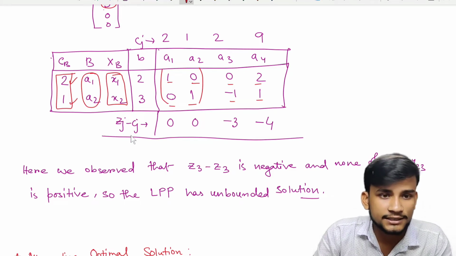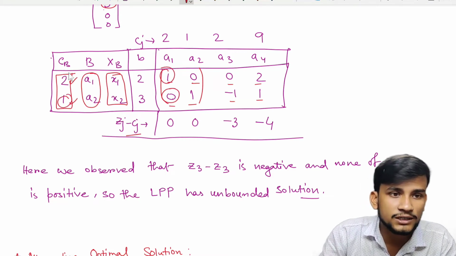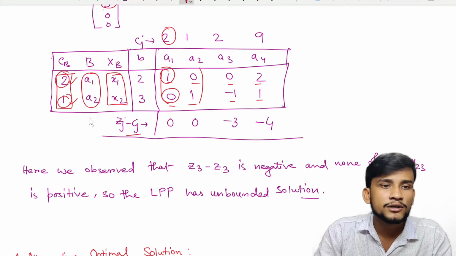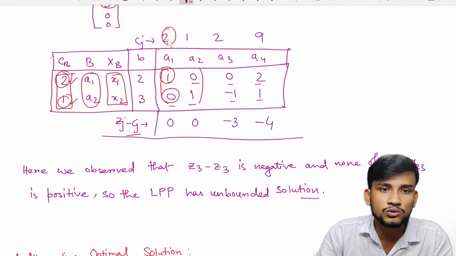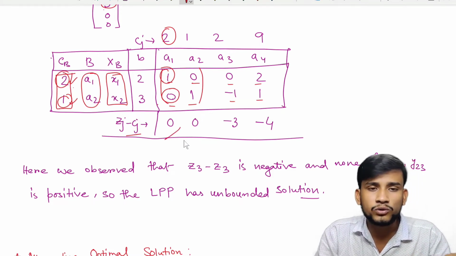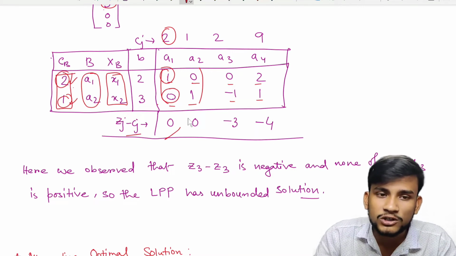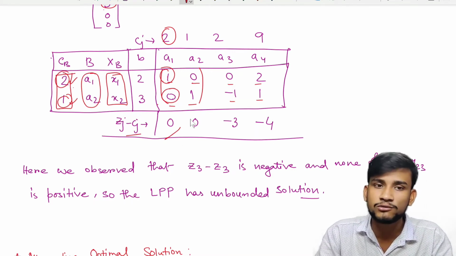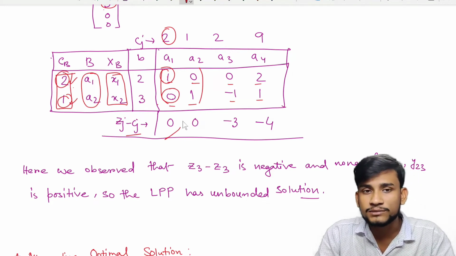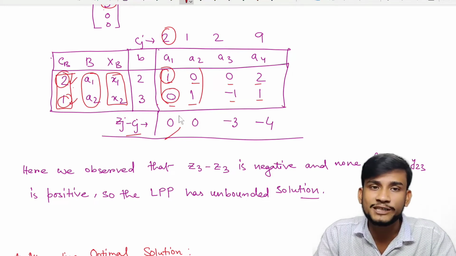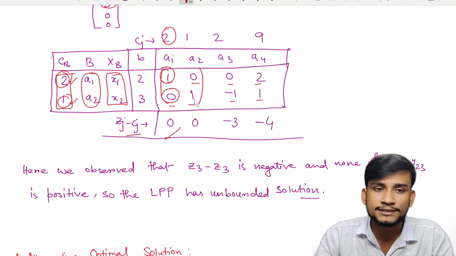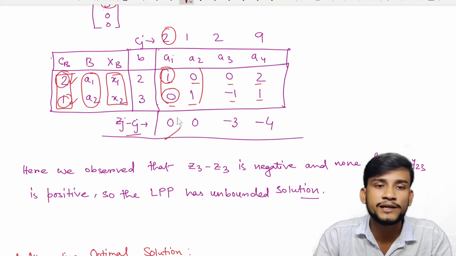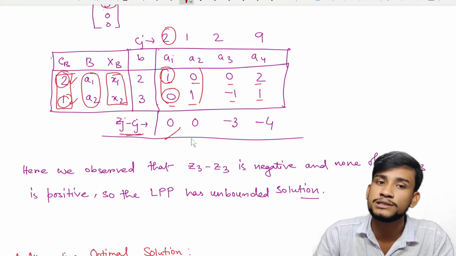Now how do we calculate zj minus cj? This into this, plus this into this, minus this. So 1 into 0 plus 1 into 2 is 2, minus 2 gives 0. We don't need to calculate zj minus cj for the basic vectors, since it must be 0. Since a1 and a2 are the basic vectors, that is x1 and x2 form the basis, zj minus cj corresponding to a1 and a2 must be 0.